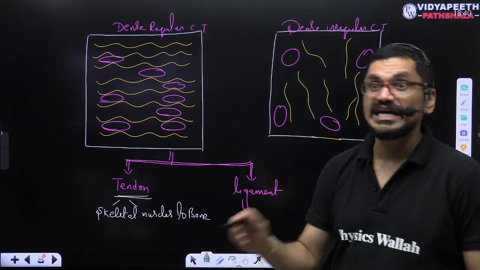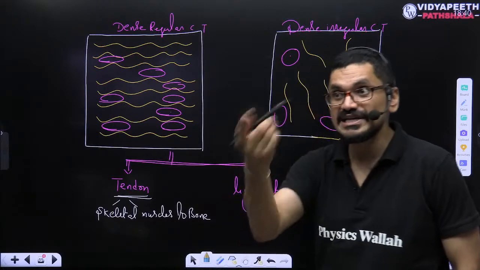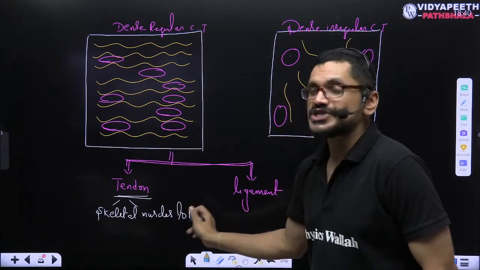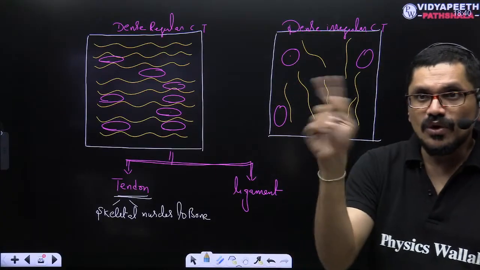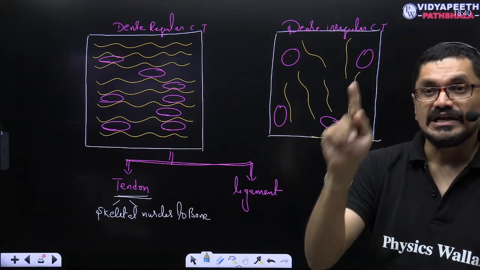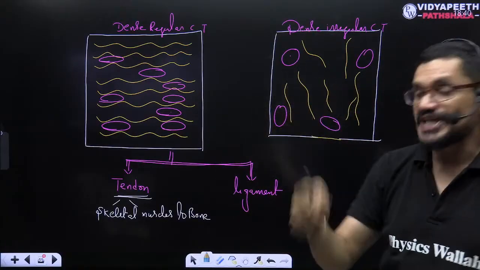My dear friends, listen. If you interchange the words, then the statement will become wrong. Now listen. Tendon is a structure which connects bone to skeletal muscle. Wrong. Tendon won't connect bone to skeletal muscle. Tendon connects skeletal muscle to bone. Number one.